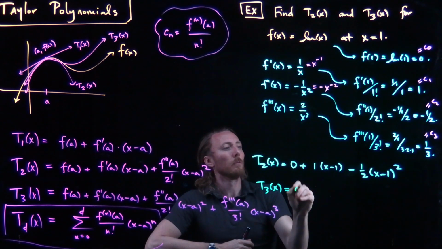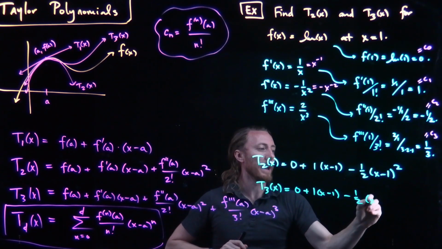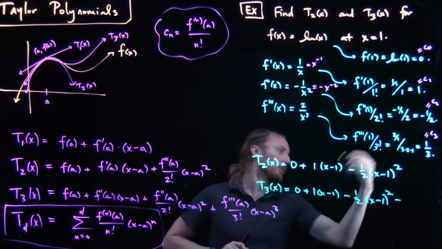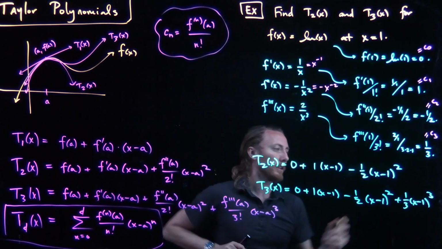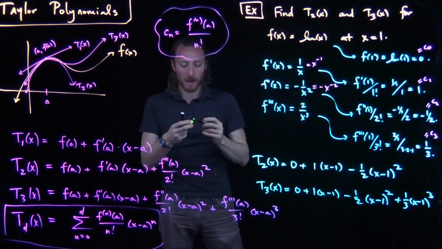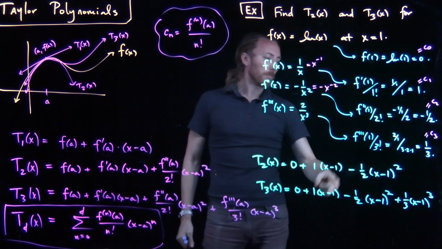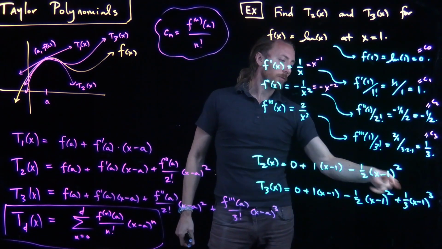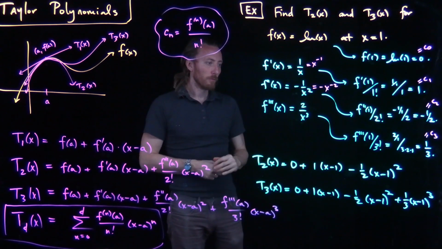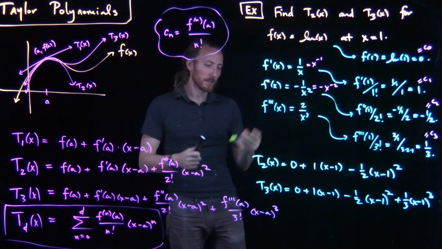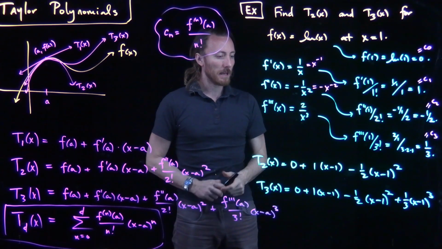T3 of x would be 0 plus 1 times x minus 1. I'm just copying the terms that we had in the previous because T3 just includes one additional term, namely the term 1/3 times x minus 1 cubed. And again, if you follow the pattern to compute the next subsequent term, you would have minus 1/4 times x minus 1 to the 4th, and then you could have a degree 4 polynomial, which would express an approximation of the function f of x equals ln x at x equals 1.